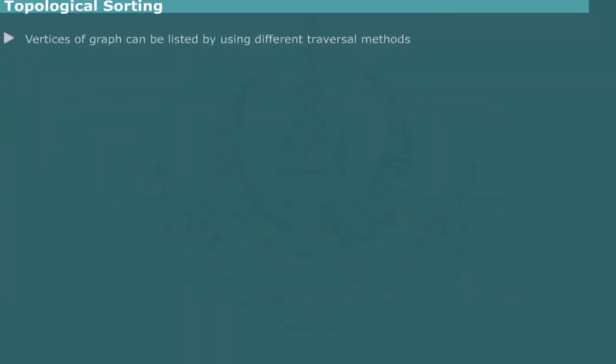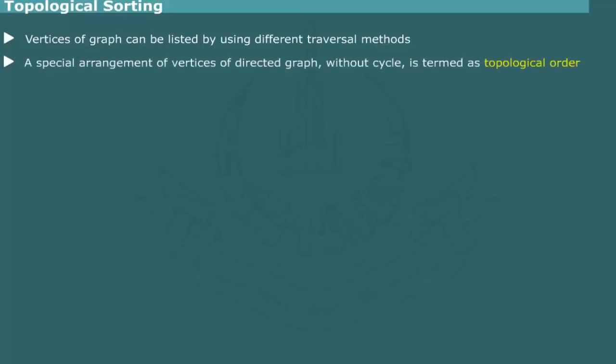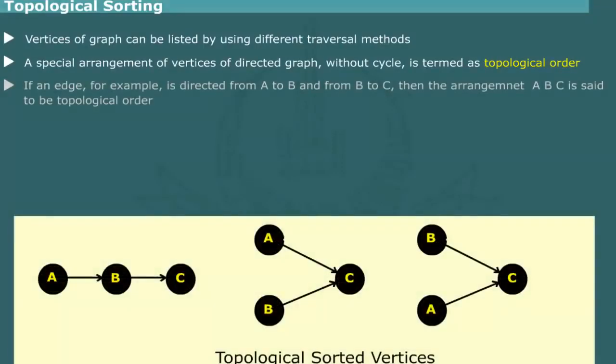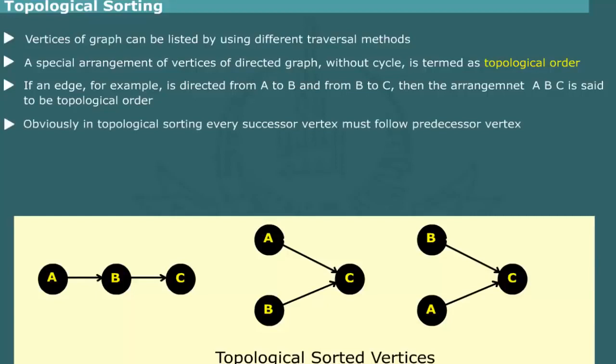Topological sorting. We have seen that vertices of a graph can be listed in several ways by using different traversal methods. A special arrangement of vertices of a directed graph without cycle is termed as topological order. In this arrangement, if an edge is directed from a vertex A to vertex B and an edge is directed from B to C, the list ABC is termed as a topologically sorted list. Essentially, every successive vertex must follow a predecessor vertex in the sort order.